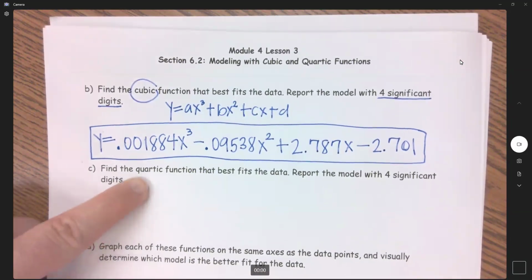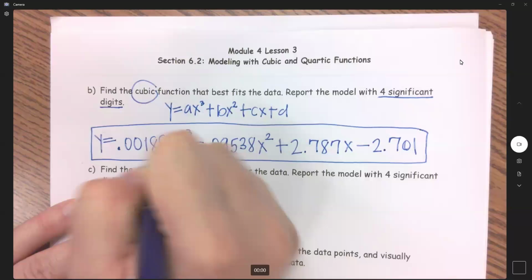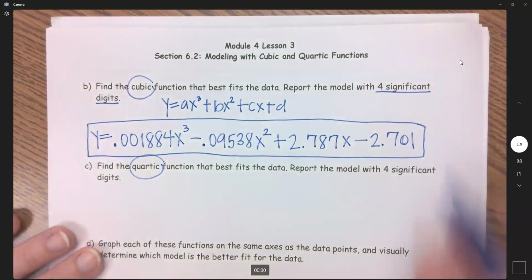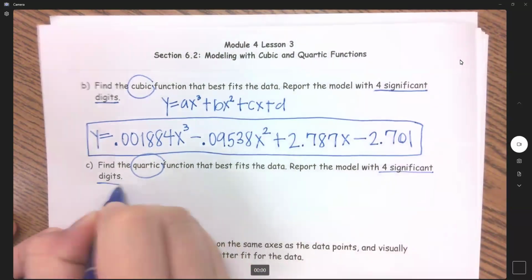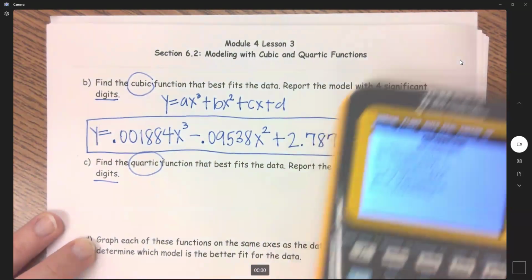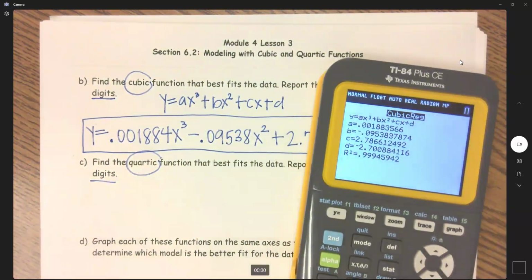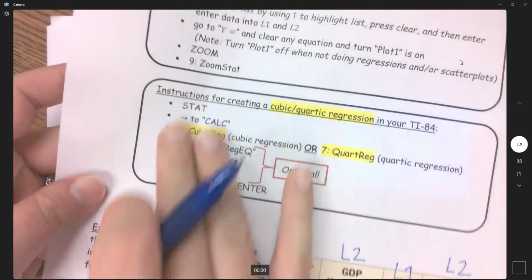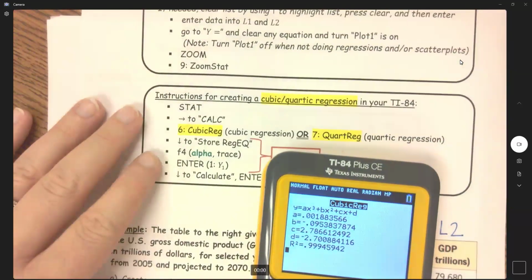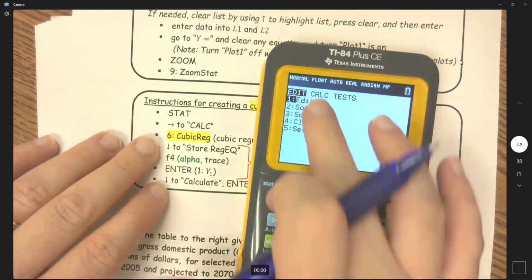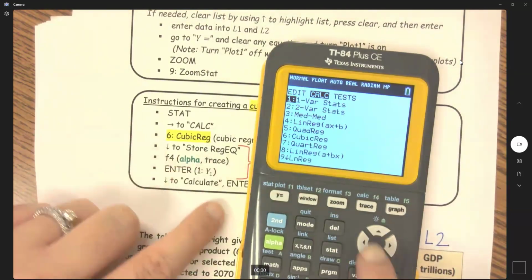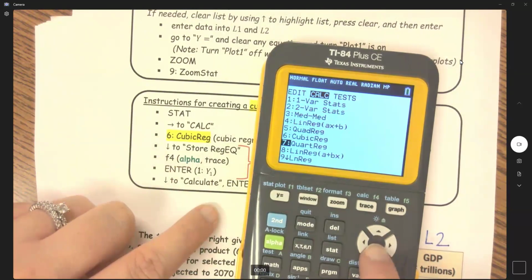Now part C wants my quartic function. Okay, and again, rounded to 4 significant digits. So let's go through these same steps, but now instead of 6, we're going to go to 7. So I'm going to go stat, arrow over to calc, either punch in 7 or arrow down, but we want this quartic regression.